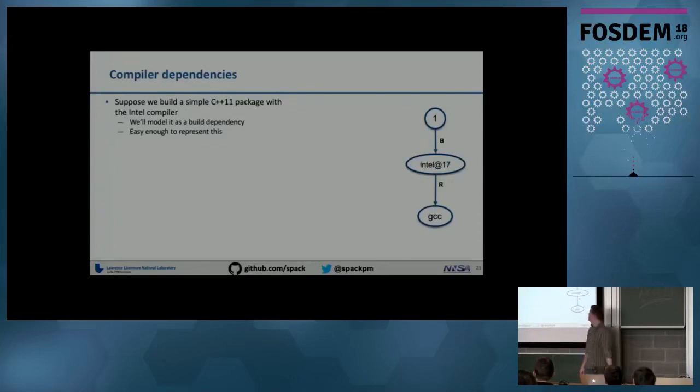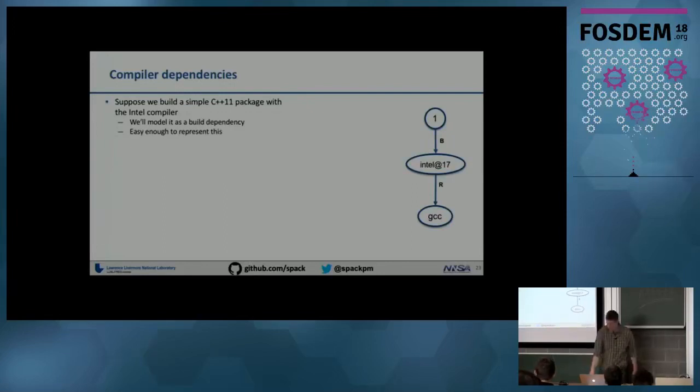So suppose we do that. You've got a package here. You've got it depending on the Intel compiler at version 17, which then depends on GCC. This is actually kind of fine. We don't have to do very much special here. And you could actually do this with conditional dependencies. You could just say Intel at 17 depends on a specific version range of GCC. And you wouldn't have to introduce anything too special to this DAG.